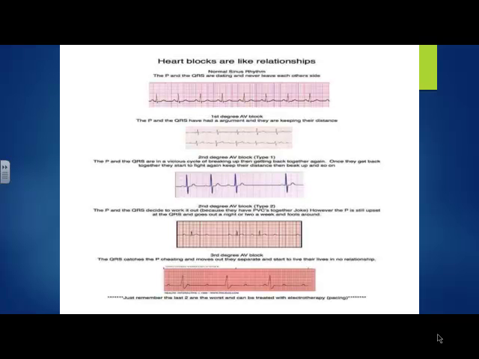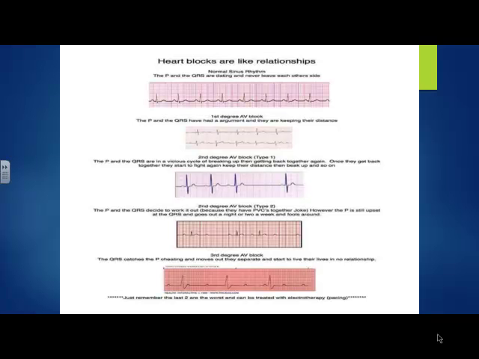I've already said it before, but remember, your heart blocks are like relationships. That P and that QRS, man, they just fell in love and they're hanging out all the time. They're going to the Miracles concert and going out partying and all that, but something's happened. We're just not who we were when we first started dating, and now we start drifting apart a little bit, and the P wave and the QRS, they're happy, but there's just something keeping us a little bit spaced out apart.